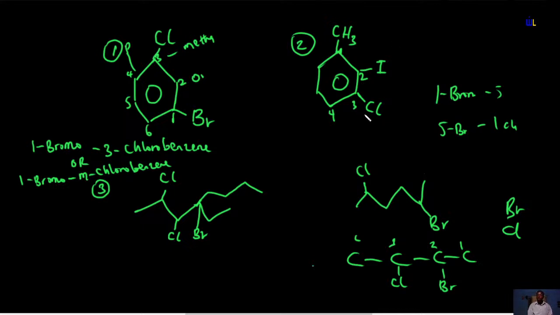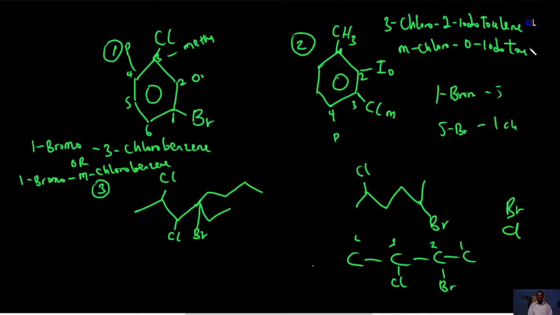So chlorine is going to come first. So that's going to be 3-chloro-2-iodotoluene. The other way to name it: this is 1, 2 is ortho, so ortho, meta, and para. So which means chlorine first now. So m-chloro and o-iodotoluene. Okay, so let's see who got the answer.